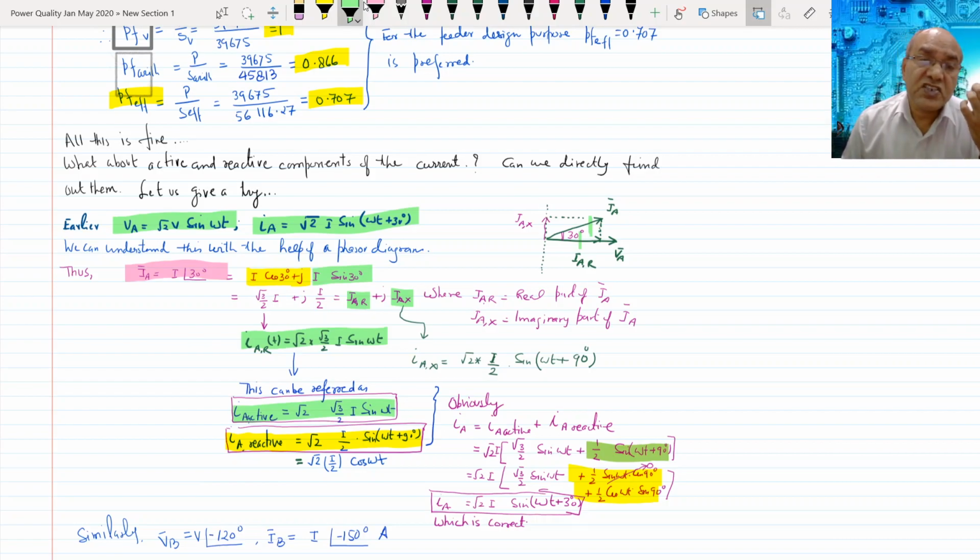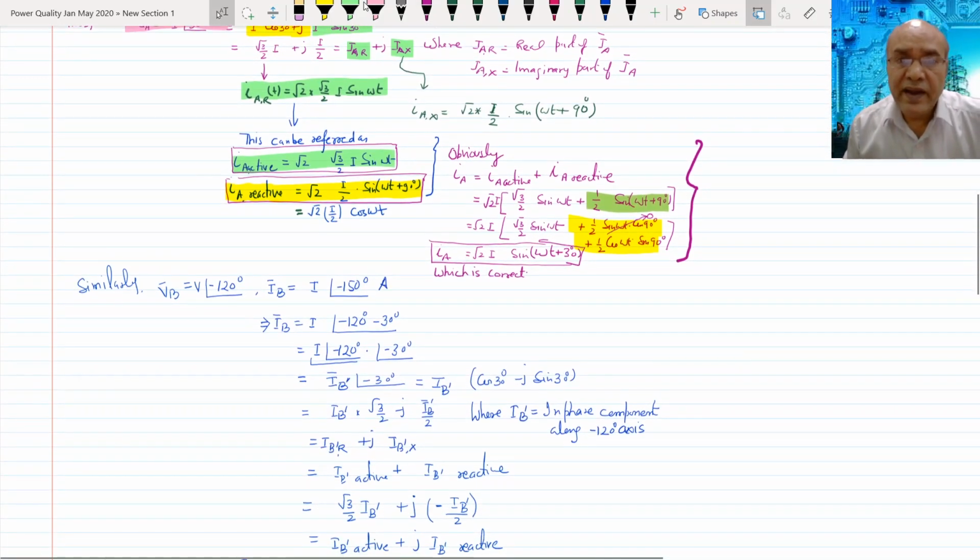Obviously, if I sum them, the active and reactive components, their sum must be equal to IA. Is it correct? Should I check it back? You can try it. Okay, so we are trying it here. This portion. Okay, we are here now. This portion. We are adding IA active here and IA passive.